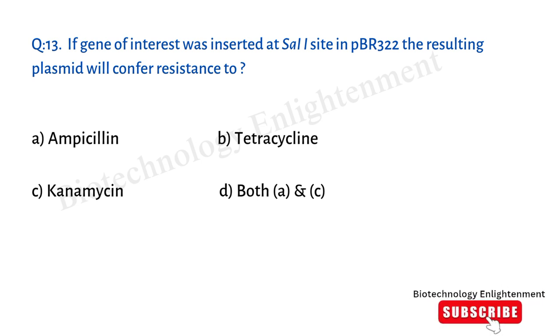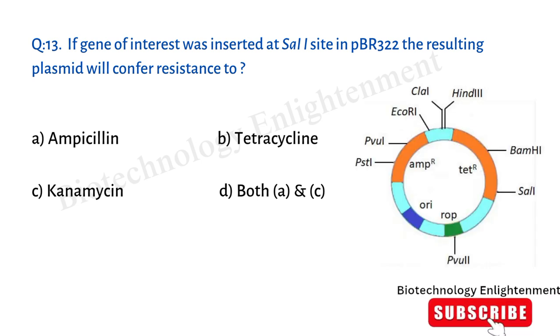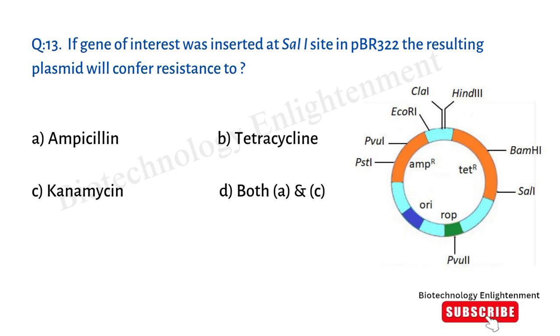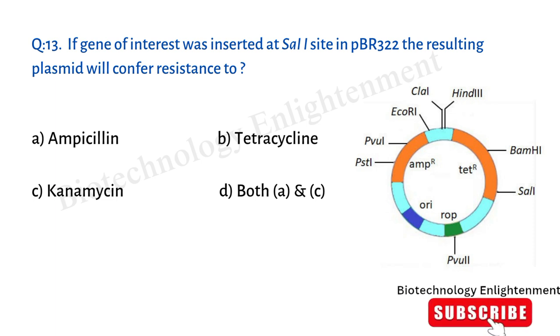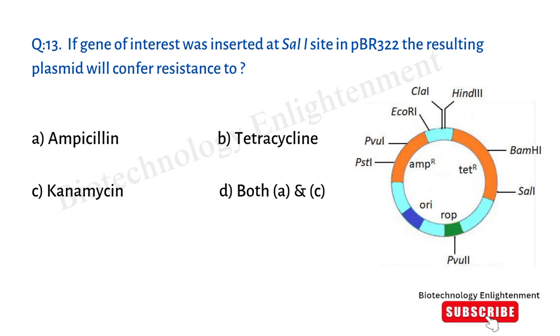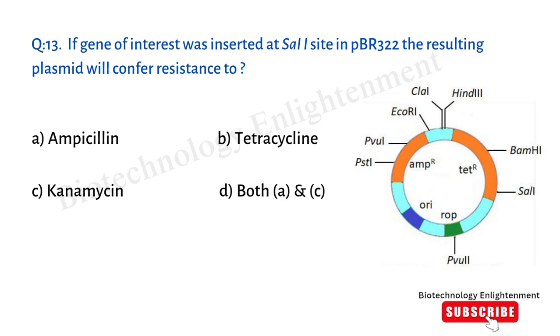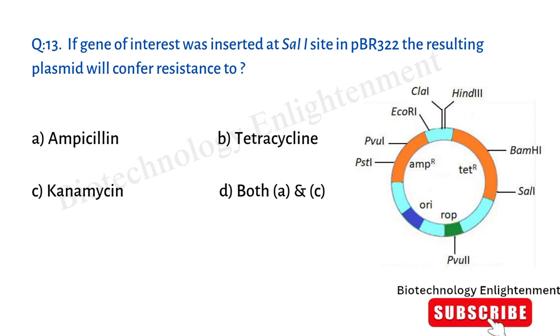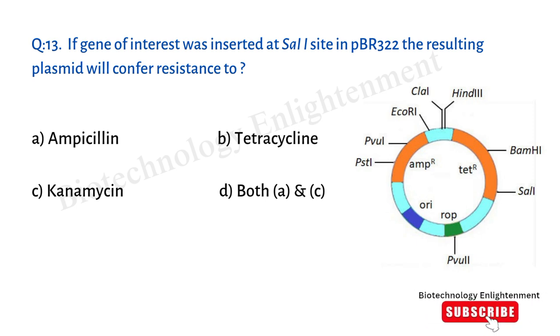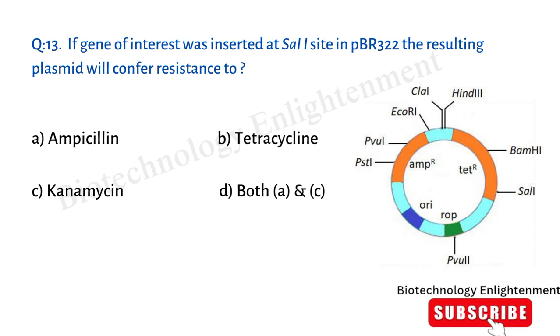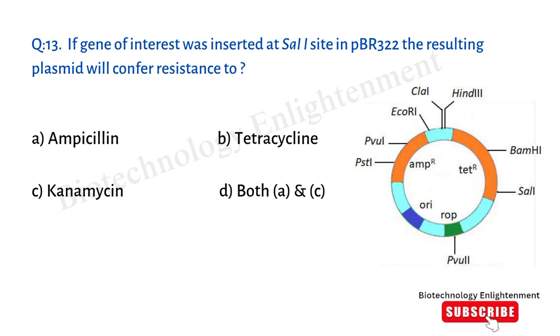If we look in the plasmid vector PBR322, it has two sites, which are SAL1 and BAM-H1. These are both restriction sites present in PBR322. Now, when we insert the gene of interest in the SAL1 site, it will disrupt the function of the gene that was originally present at that site. The SAL1 site is associated with the tetracycline resistance gene. If we insert the foreign DNA at this site, it will inactivate the tetracycline resistance gene. That means the bacteria will become sensitive toward tetracycline.